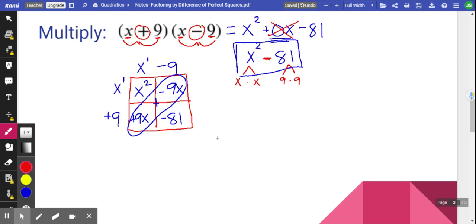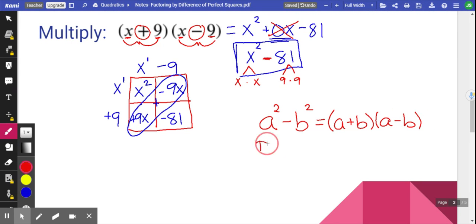So I'm going to just jot something down here on this page, and then we'll do 4 examples, and I think you guys will get it. Anything that's in the form a squared minus b squared, where a squared and b squared are both perfect squares, can be factored into this form of a plus b times a minus b. Okay, and that's really our difference of squares here.